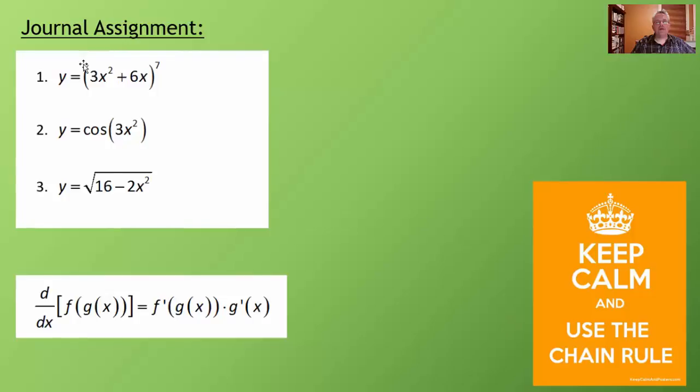All right, it's time for the journal assignment. So we have 3 problems for you. You need to use the chain rule for each of these. So please copy the original function down, draw a little table for f, g, f prime, and g prime, and use the chain rule to find the derivatives of these functions.